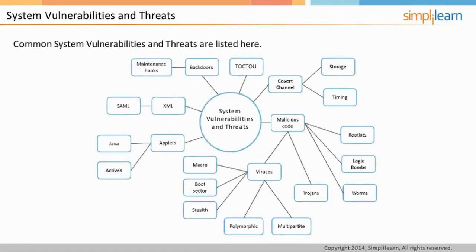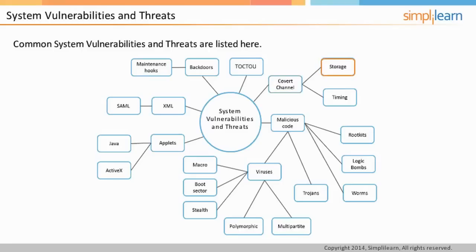Let us first discuss covert channels. Covert channel. It is an unauthorized, hidden channel of communications that exists within a legitimate communications channel. It can be difficult to detect a covert channel. There are two types of covert channels.